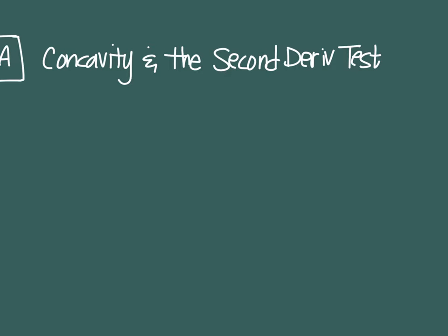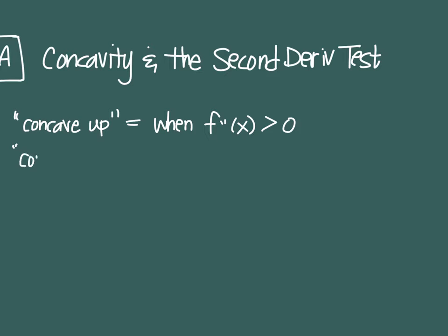So hopefully you have some of those visuals written down where you can picture what the positive and negative concavities look like. All right, so we define a function as being concave up when f double prime of x is greater than 0, and we describe a function as being concave down anytime f double prime is less than 0.